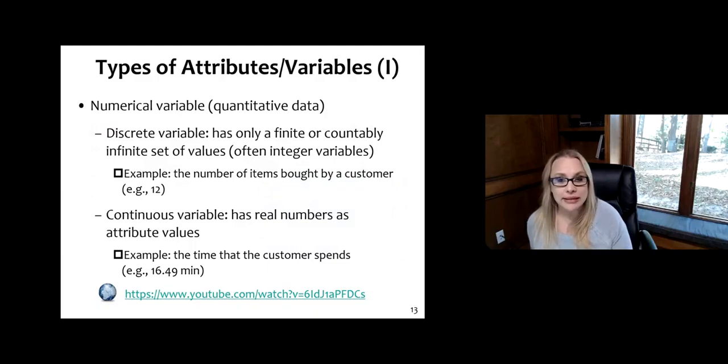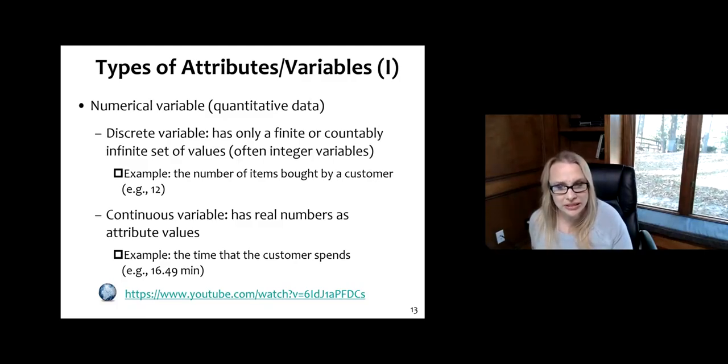Now let's talk about the types of attributes or variables that we may have. You could have some numerical quantitative data, including discrete data, that has only a finite or countably infinite set of values. So these are going to be integer values. For example, the number of items bought by a customer could be 1, 2, 3, 4, 5, or any other number. But it is not a fraction of a product. It's always going to be a full integer.